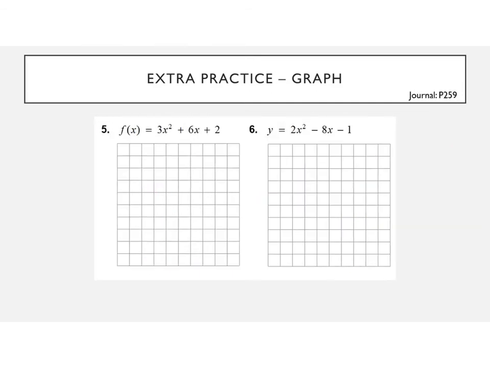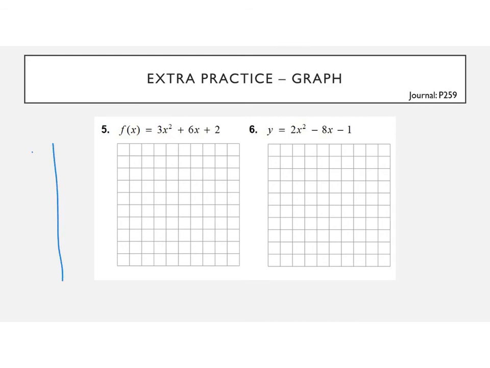All right, find page 259 in your journal. So you'll notice these are much more involved equations. I got a lot going on here, and you're going to keep the same method. You're just going to make a table. Now I'm going to tell you though, 0, 1, -1, 2, and -2 are not always going to work. You're just going to have to use some numbers, see what you get.